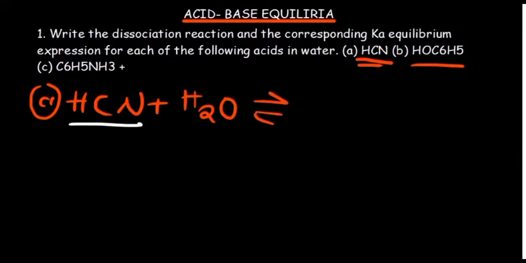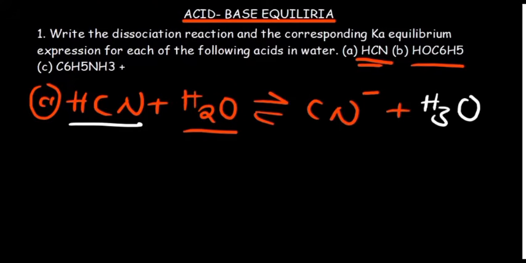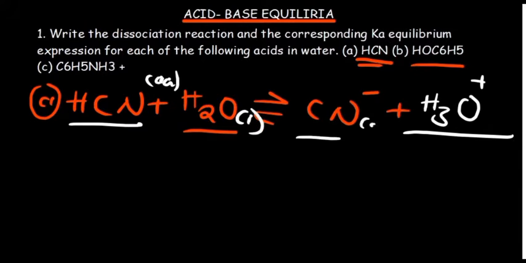So what we have is CN. The moment it loses a proton, it will have a negative charge. On the other hand, the water molecule is going to gain it, because it's a base in this case. So we have H3O, which will be positive. We call that a hydronium ion. So this is our dissociation reaction. Remember that the water is in liquid state, and everything else is aqueous.